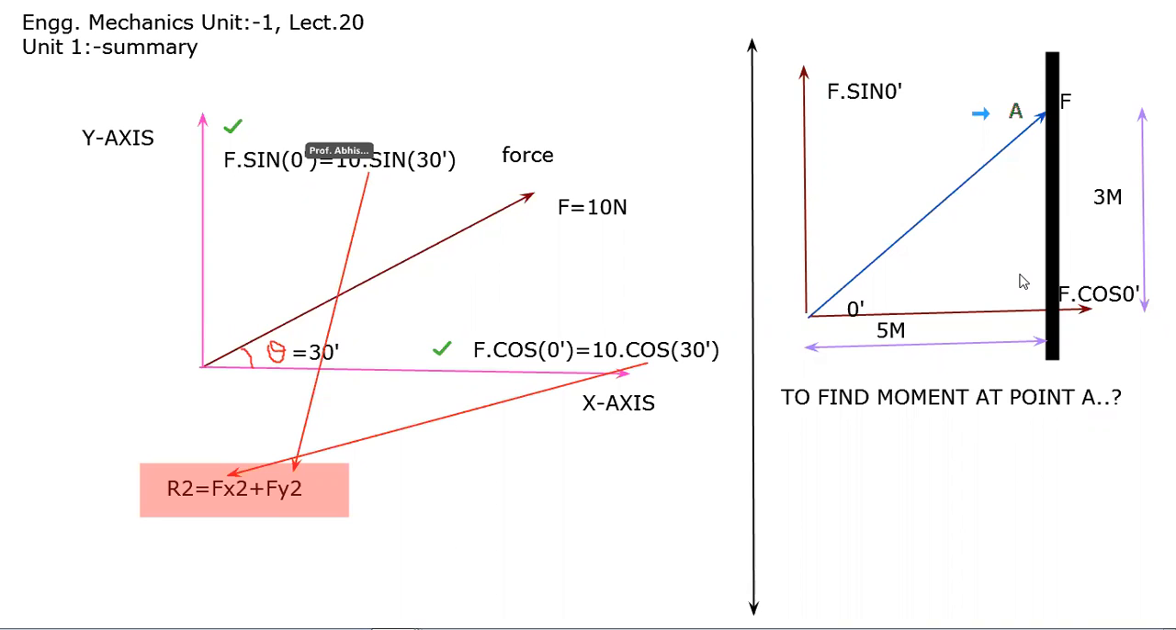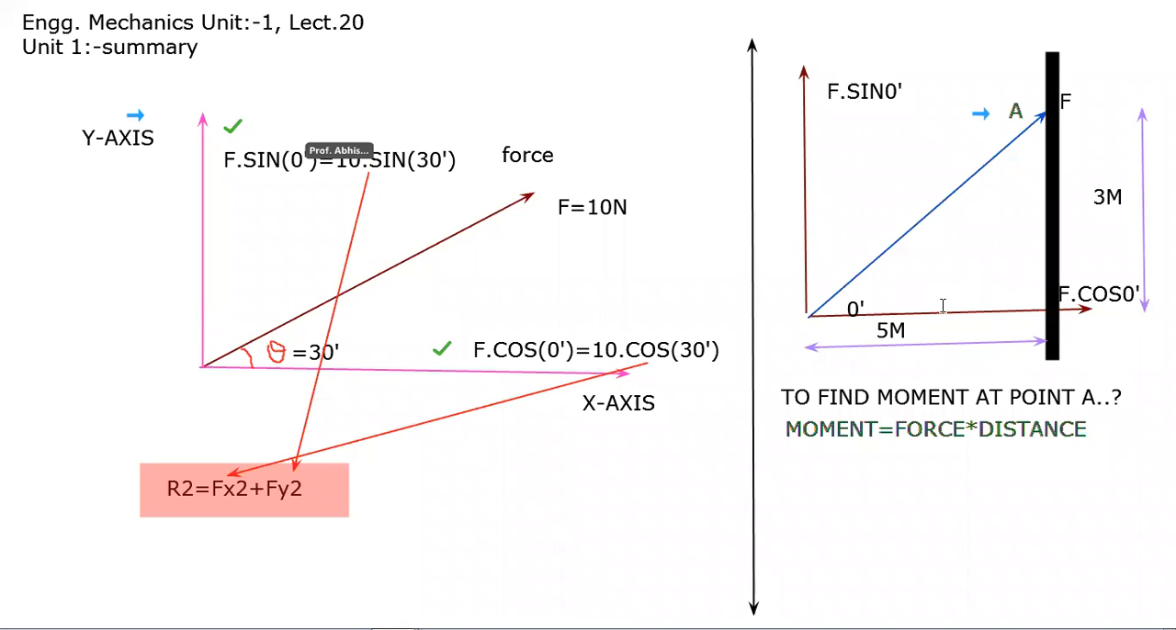Moment is nothing but force into distance. Moment is equal to force into distance, right? But what is Varignon's theorem that we have studied? That the summation of moments of the components is equal to the moment made by the resultant.